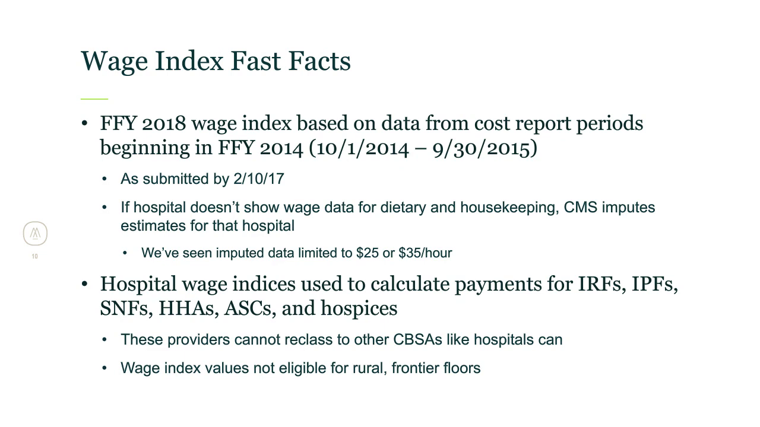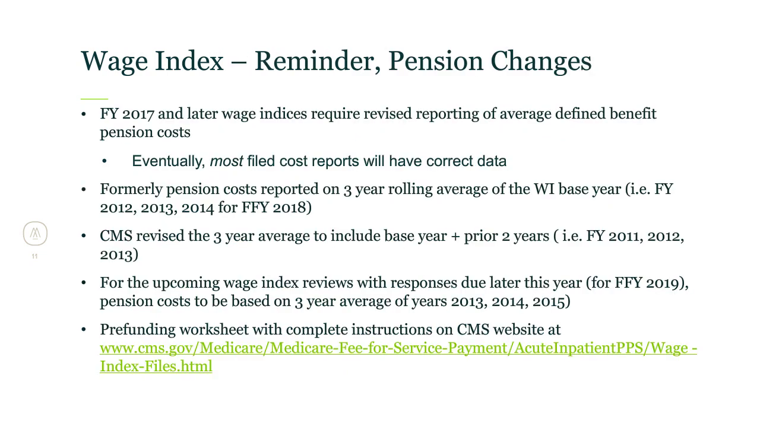We've inserted a slide here as what we call a reminder slide about reporting wage index pension expense in the cost report and how you do it. In short, for allowable pension expense, if you have a qualified defined benefit plan, those plans are now based upon contributions made to the plan using a 3-year rolling average, beginning with the current year that's under review and the 2 previous cost reporting periods.